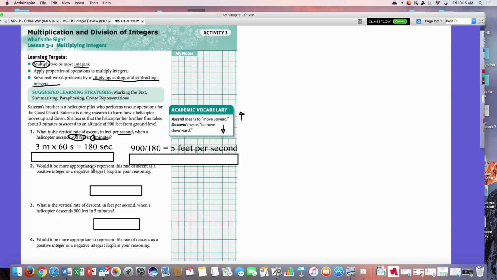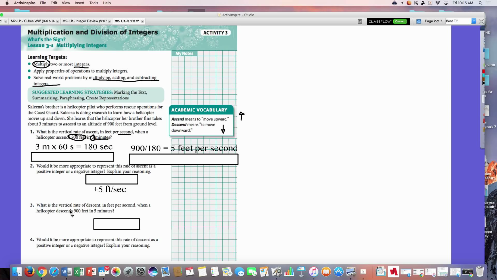Let's look at number 2. Would it be more appropriate to represent this rate of ascent as a positive integer or a negative integer? What do you think? I'll tell you what I think. Positive 5 feet per second. It even says the word ascent, which means go up, right? Ascend, move upward. Ascent, upward.